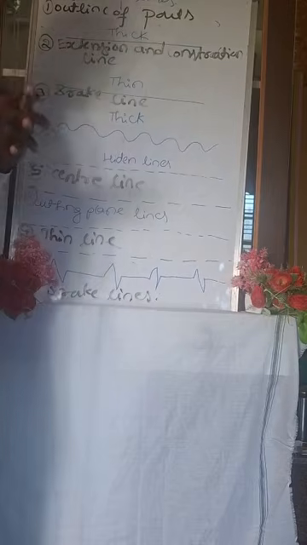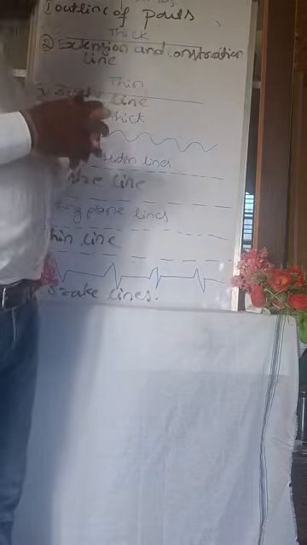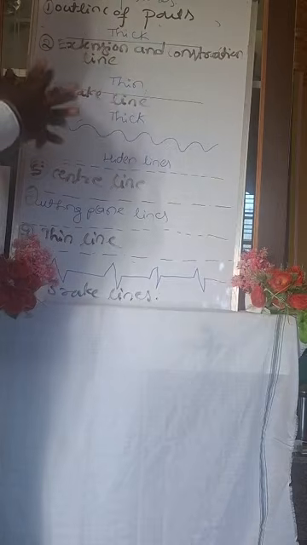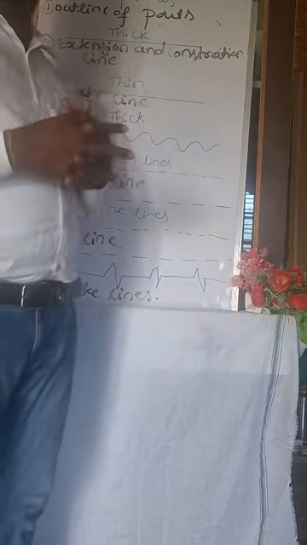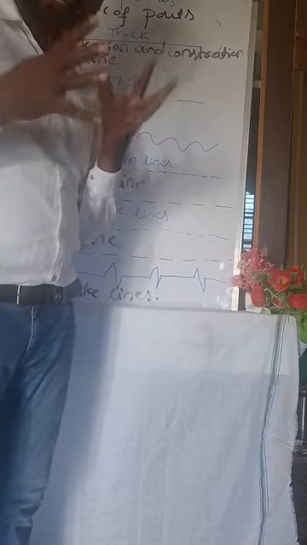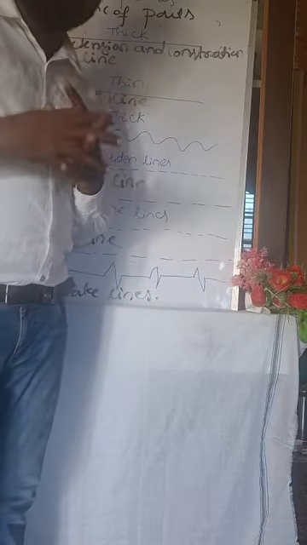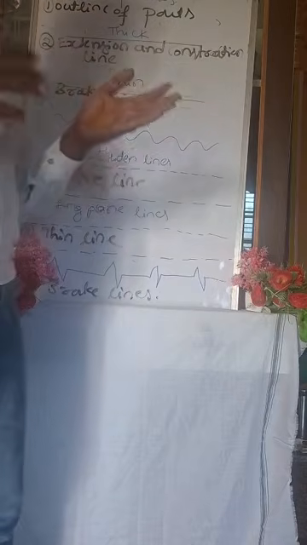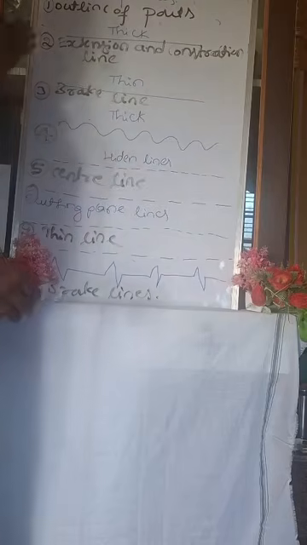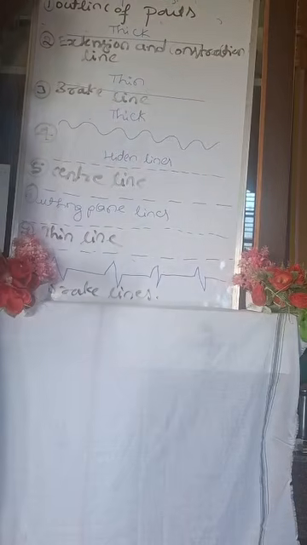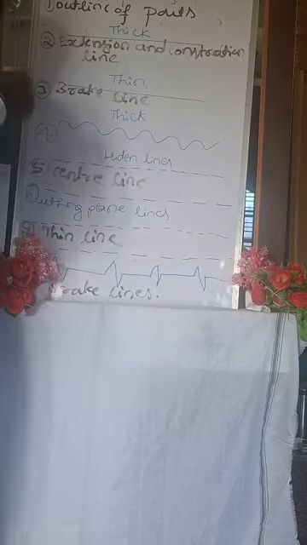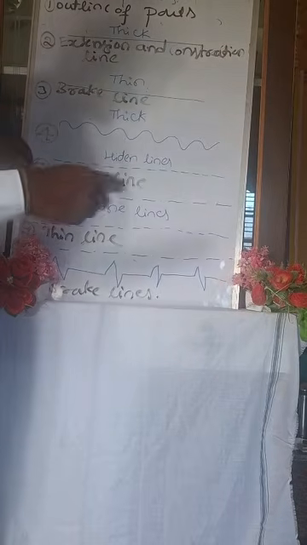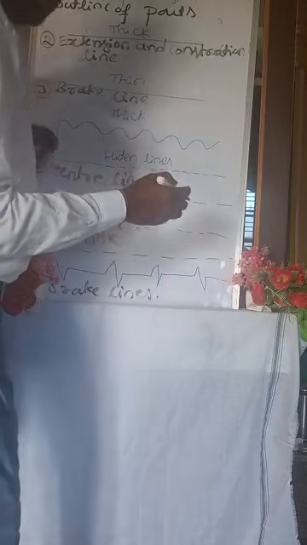There are different types of lines. First is the thick line, then the medium line, and the thin line. There are three types of lines: thick, thin, and medium. Within these three lines there are varieties of classification. The classification is indicated here: types of lines in engineering drawing.